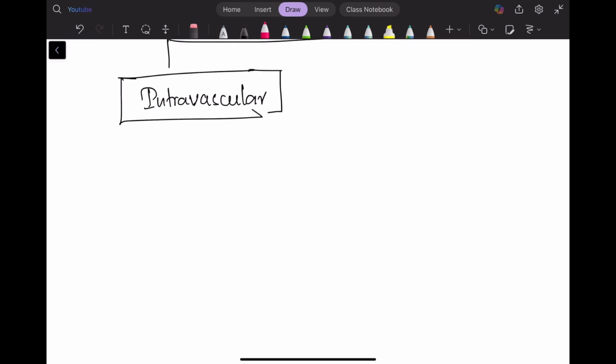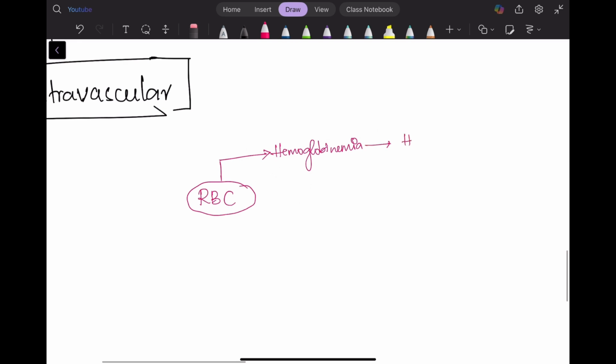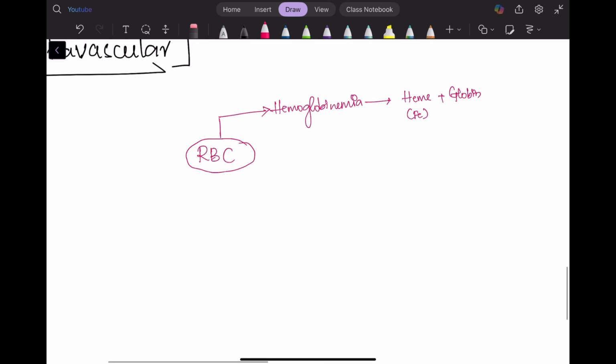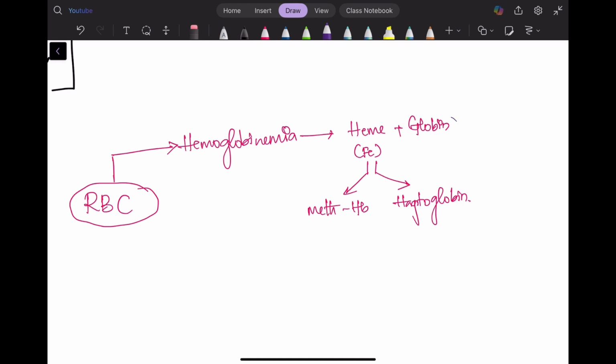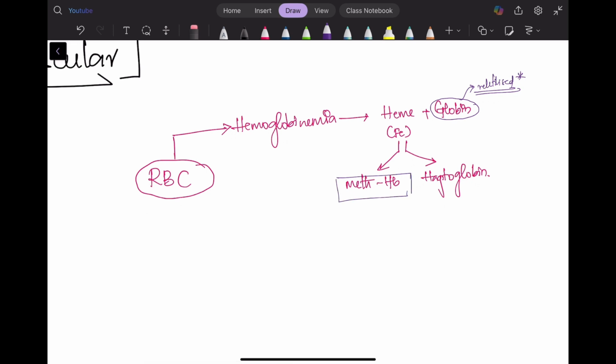Just imagine, okay, this is RBC. What happens if RBC breaks down? So it breaks down into heme, which is the iron part, then we have globin, right? We have heme, then globin. Heme part may go into methemoglobin or haptoglobin. And a very important point you need to remember is where this globin will go, this will be reutilized. Okay, don't forget. So we have methemoglobin, haptoglobin.